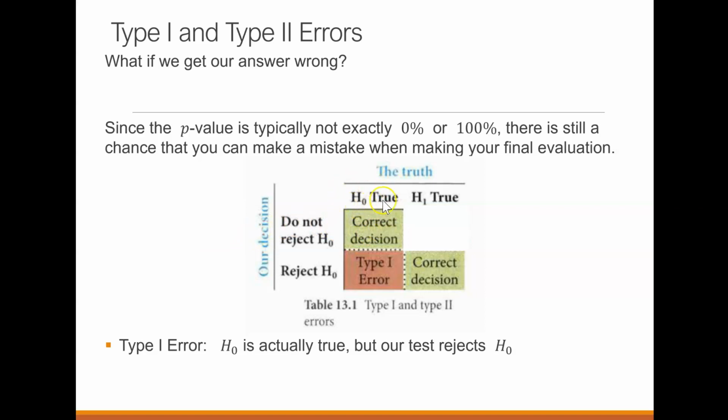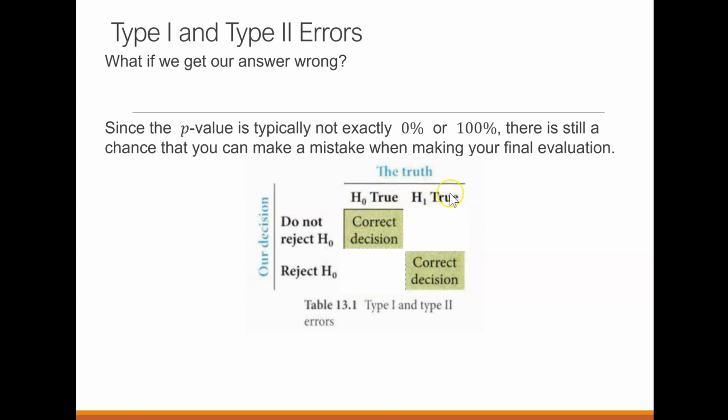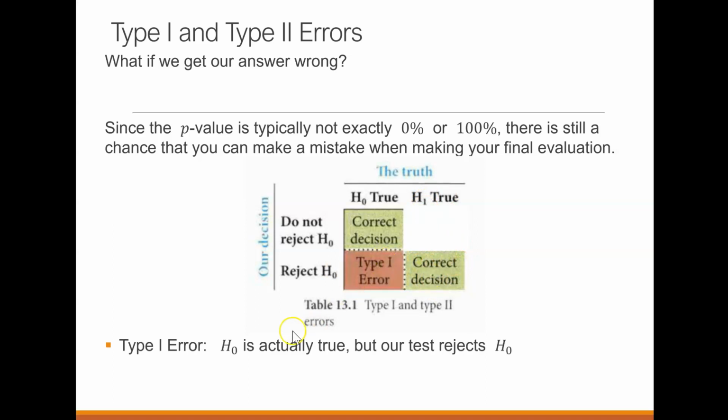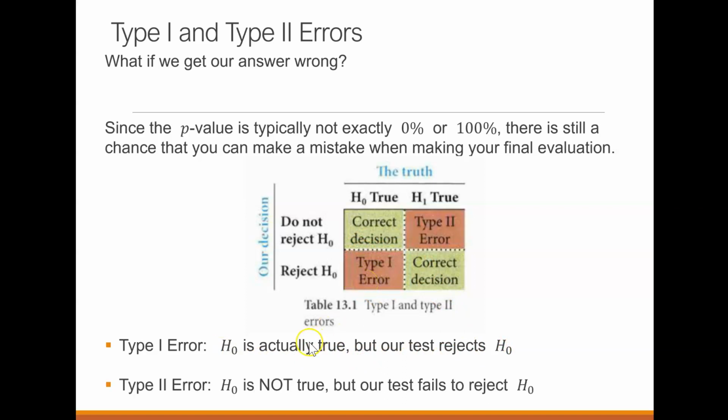So when the null hypothesis is true and we don't reject it, that was the correct result. That's what we wanted to have happen. When the alternative is true and we reject the null hypothesis, that's the correct decision. That's what we want to have happen. Now, when the null hypothesis is true, but our test tells us to reject, that's called a type 1 error. And when our null hypothesis is not true, but our test fails to reject it, that's called a type 2 error.